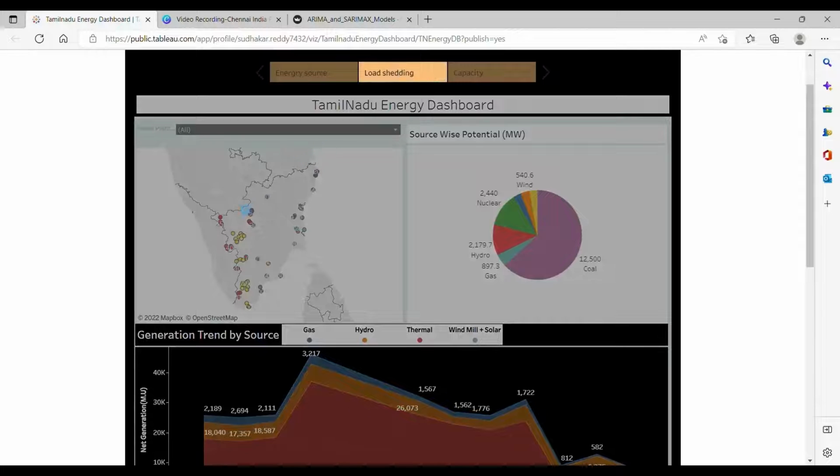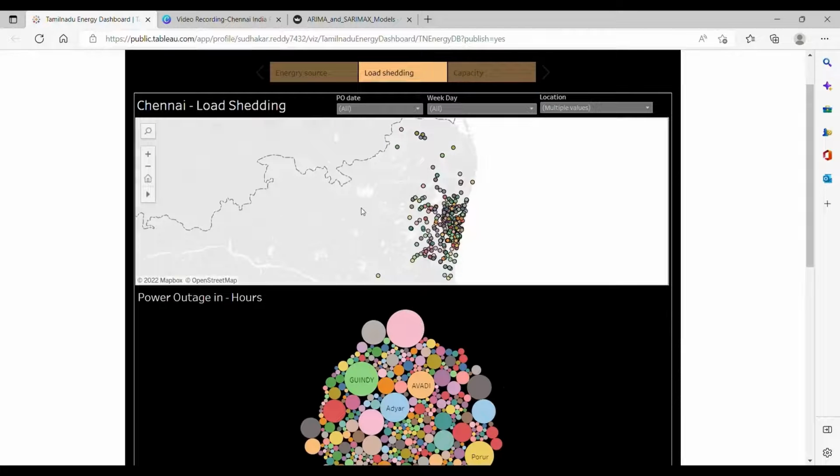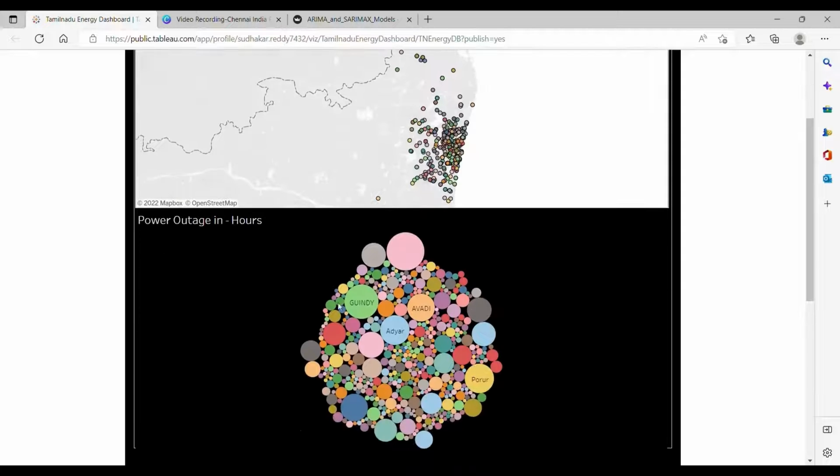And also we plotted the load shedding details. We took the coordinate points of each and every area in which the outage happened, and we plotted those details in the map. And if you see, the outage details vary from place to place. In some places it is more than 5 hours, and some places it is 4 hours, some places it is 6 hours, something like that.